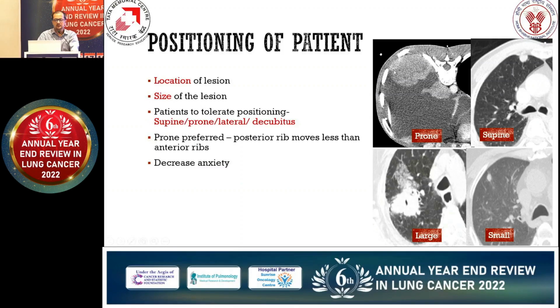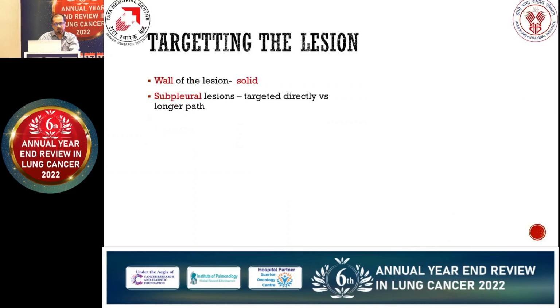This is a mass which is predominantly located posteriorly, where we do the biopsy in a prone or posterior approach, or this can even be targeted ultrasound guided, because there is an effusion with it, so that this can be easily seen on ultrasound. We can even do a biopsy in a supine approach, because the lesion is anteriorly located. The large lesion and the small lesion, as small as 7 millimeters, can be targeted.